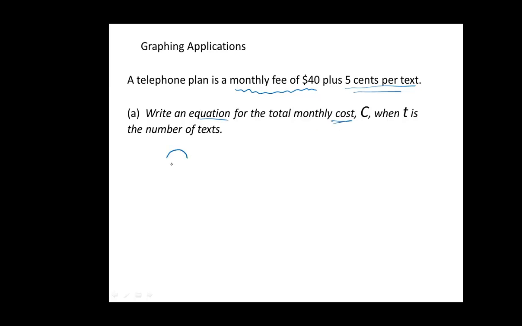So we're going to write this down as our cost equals, well, originally we have to pay $40 no matter what, but then we need the 5 cents per text, so I'm going to say it's $40 plus 0.05. That's 5 cents for every text, and they said to use T for the text, so there it is. $40 plus 5 cents per text.